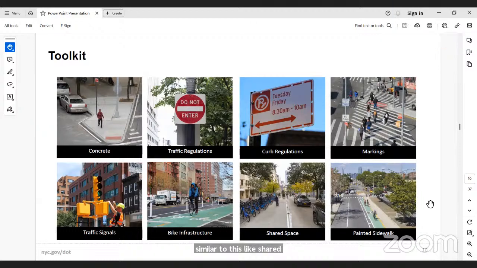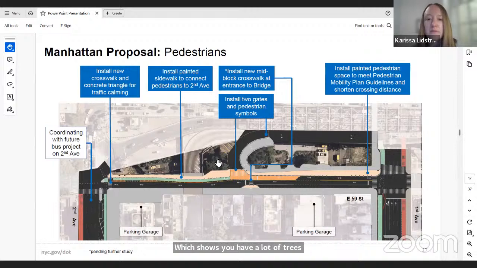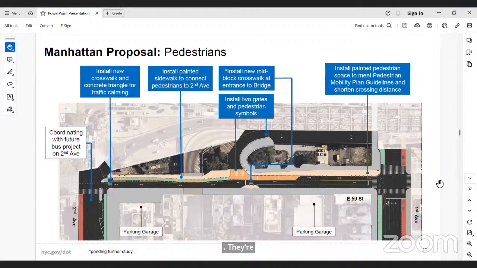That's not my question, though. Can you go back to that? Right. After where the light beige, I'll call it, there's a little triangular island there, which shows you have a lot of trees. There are only 2 trees in there. There were 3. I think there are only 2 at the moment. Are you planning on doing anything with that?